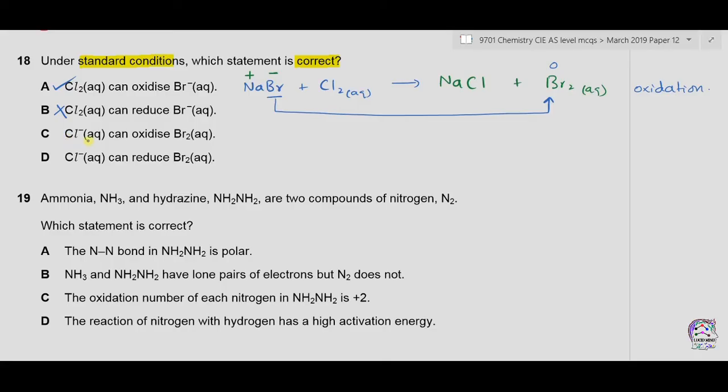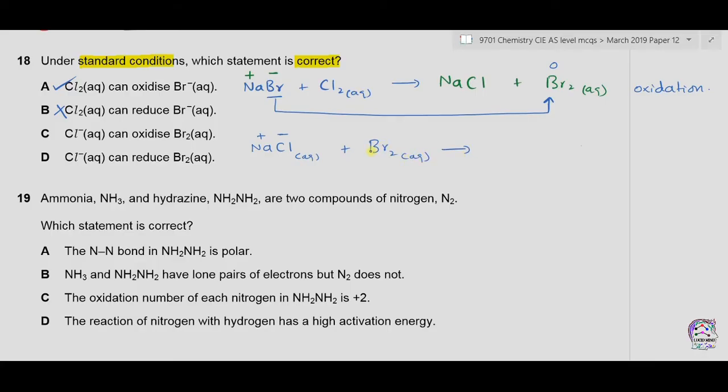For C, we have chloride ions can oxidize Br2. Let's write a chemical equation for this one. So we can write NaCl instead of chloride, as it has -1 charge, plus Br2 aqueous.